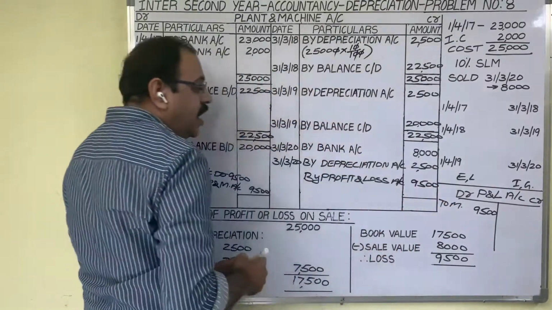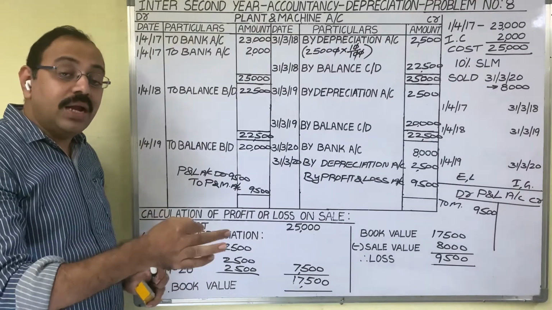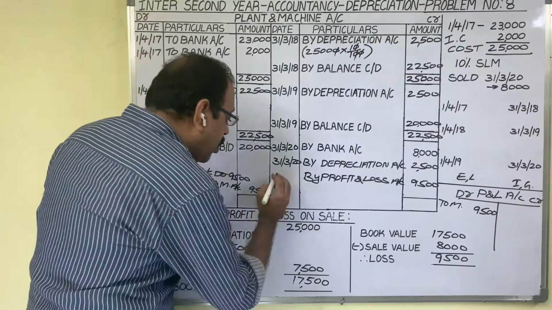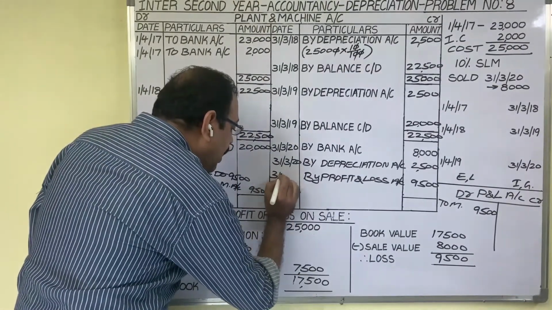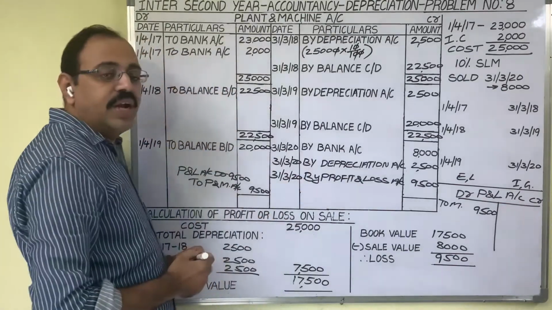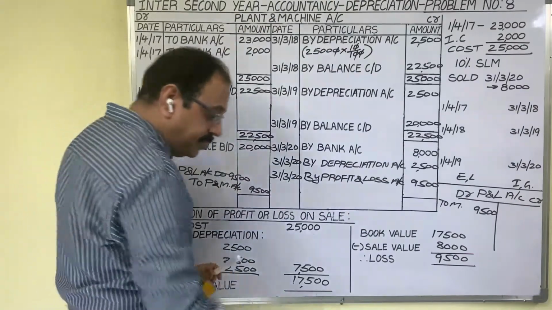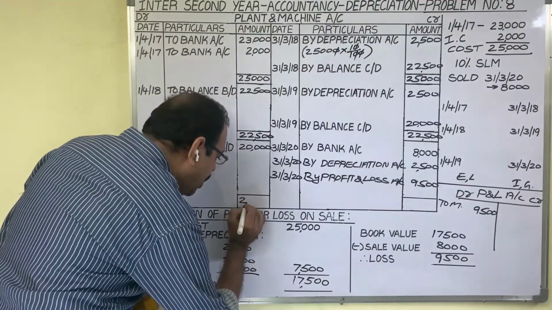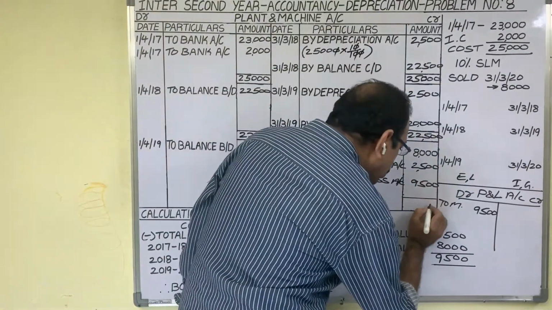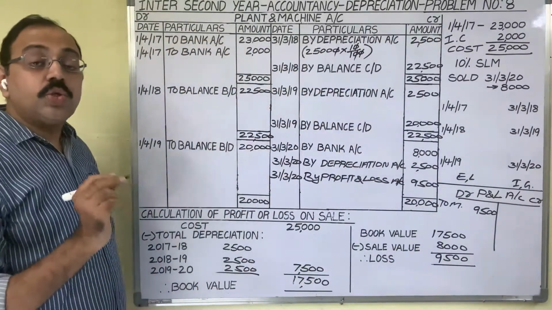Loss amount 9,500. And when will you get the loss? When we sell the asset, on that day we get the loss. Therefore, in the date column you have to write the sale date. Sale date is 31st March 20. Now, put the totals on the two sides. Debit total 20,000, credit side also 20,000. See, the two sides' totals are the same.